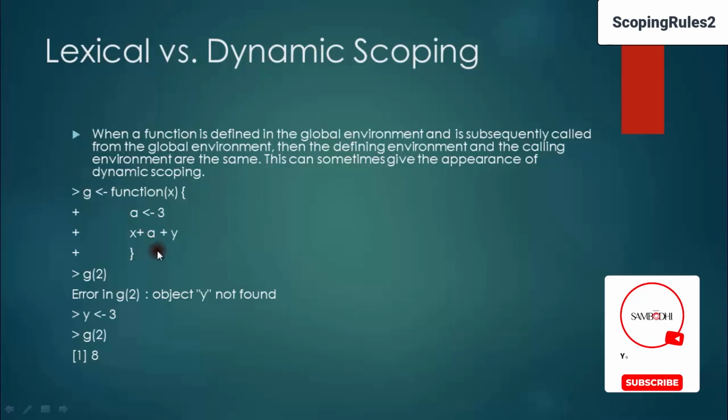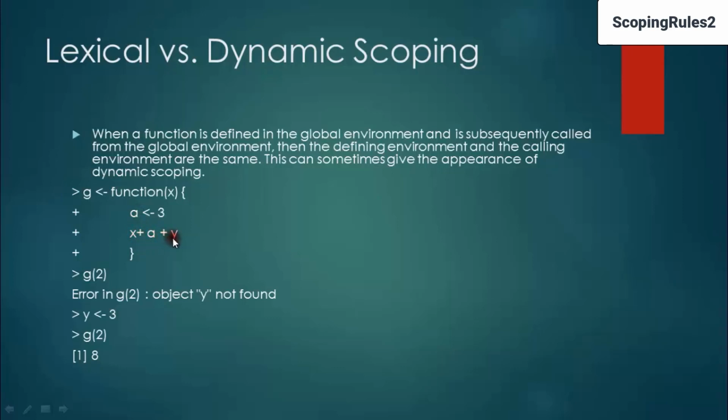Now as you can see, when you call g of 2, what happens? The function is called with 2, and inside you have the value of 3 for a, the value of x is there, but the value of y is not defined anywhere. So as you can see, we'll get an error in g of 2: object y not found.